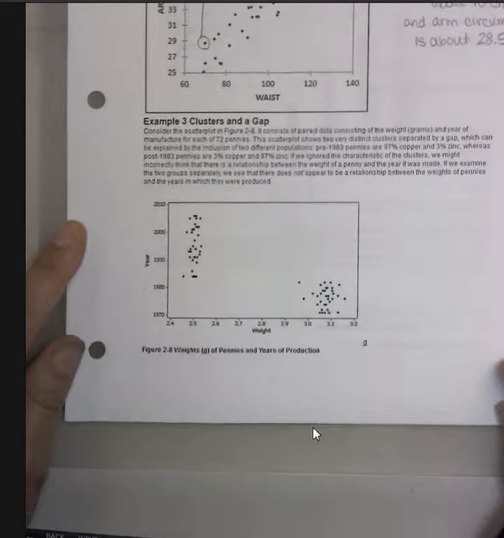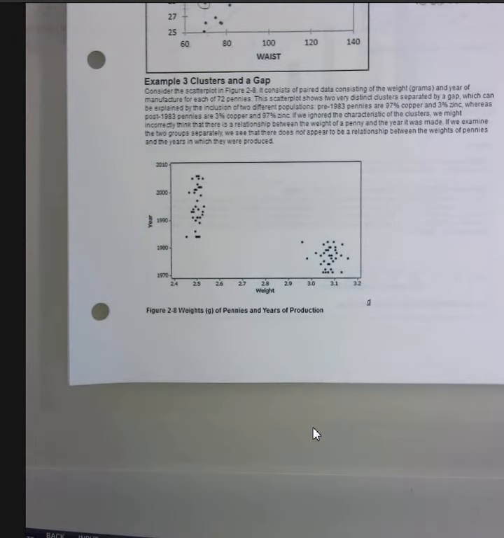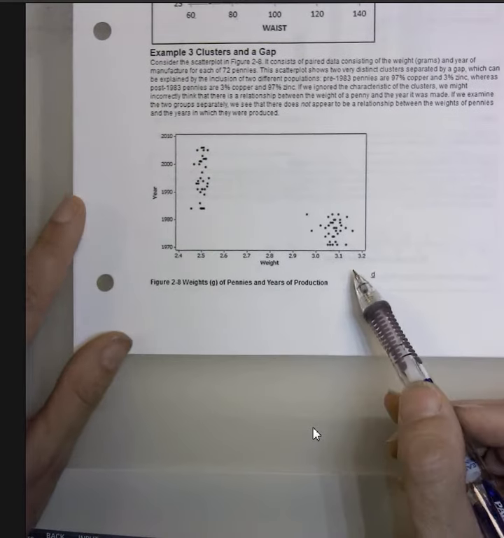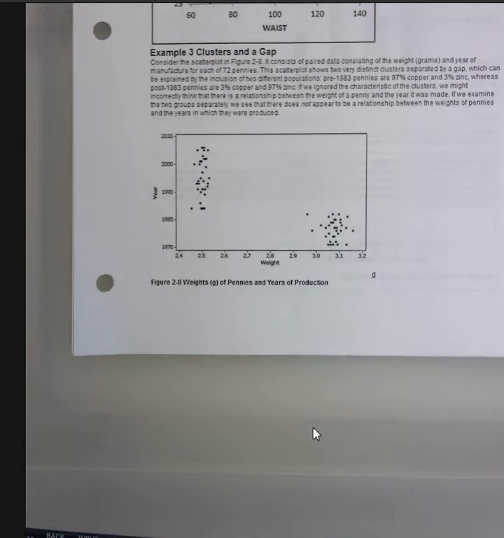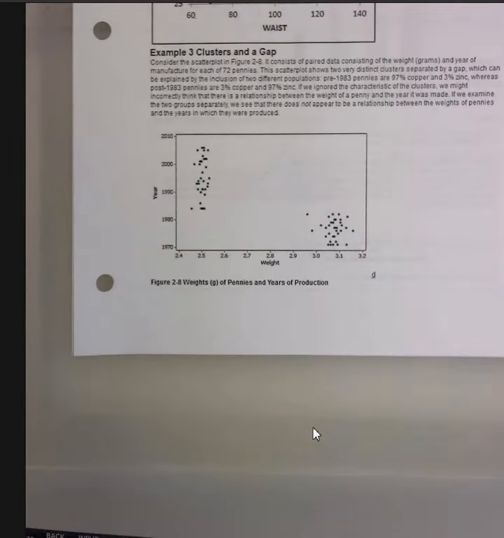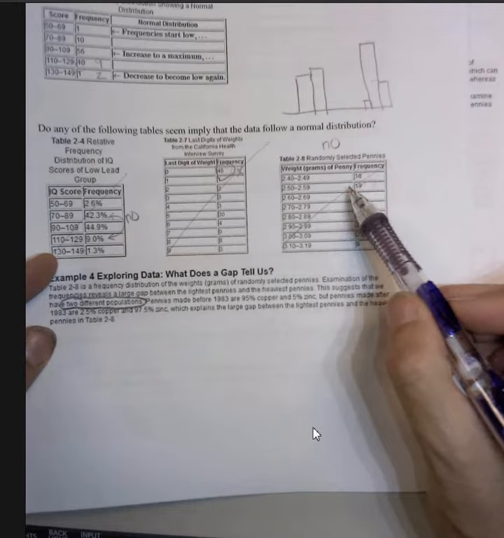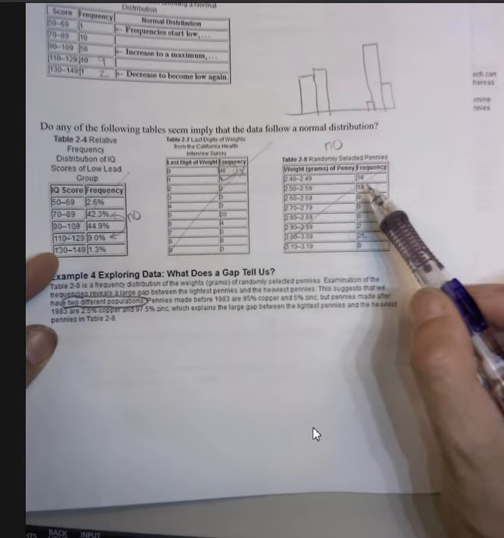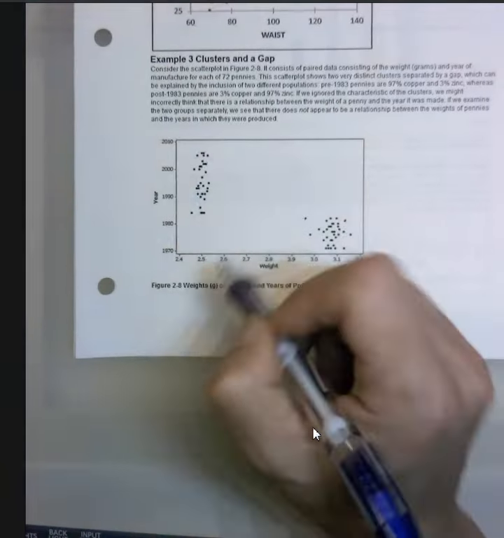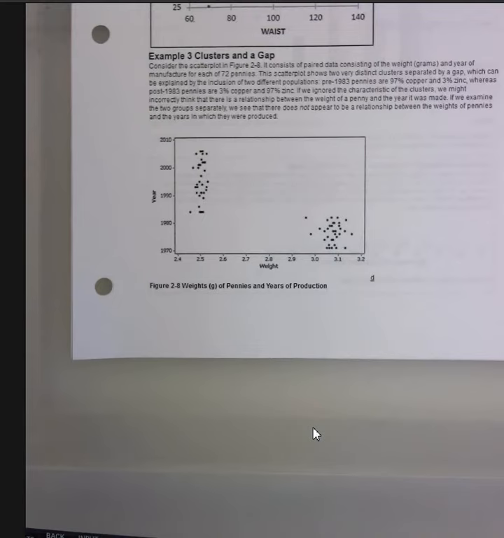Okay, example 3. So again, here's a scatter plot, clusters in a gap, and this is for the pennies data. And so here on the x-axis, they have the weight of the pennies, and I assume this is the same value that we had for the randomly selected pennies. It's just we didn't have the individual data here. We knew there were 18 pennies between 2.4 and 2.49, but we didn't know exactly what the values were for that, or what the years were.